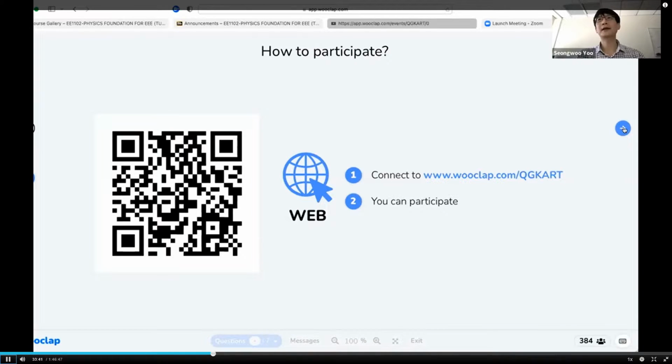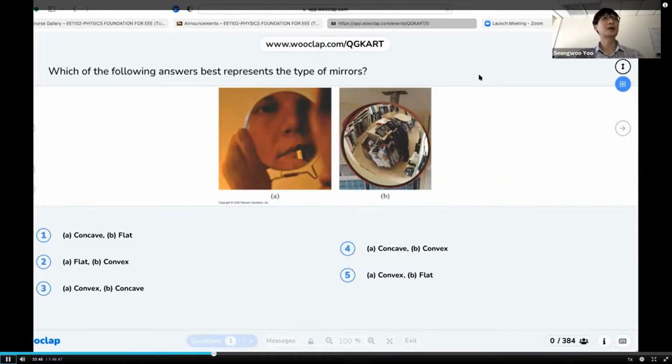No? Then I will go back to the Wooclap questions. Okay, let's start. The first question: which of the following answers best represents the types of mirrors? A and B: concave, flat; flat, convex. So what do you think?